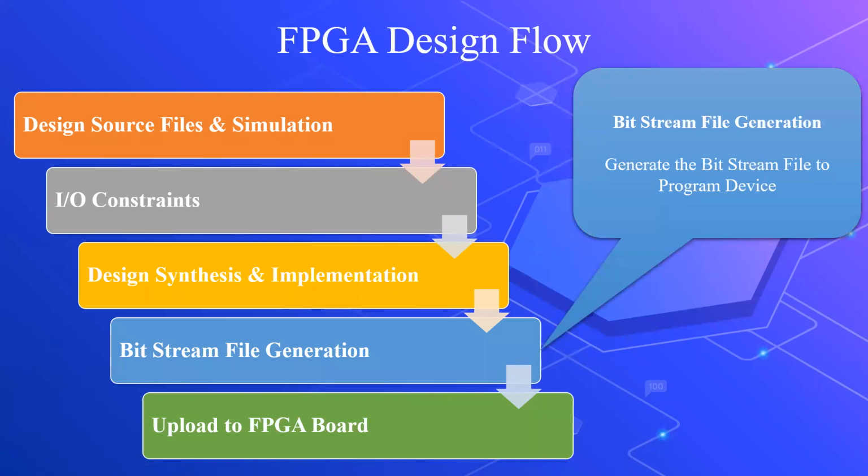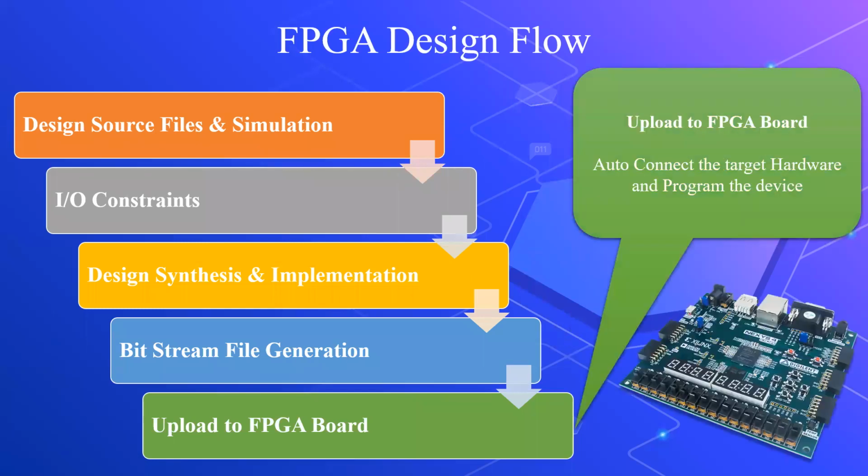This bit stream file is used to dump or upload into the target hardware device, that is the Nexys 4 device. So once this bit stream file is generated, now your program is ready to upload into the next step, that is the FPGA board. This is the FPGA board we are using, that is the Nexys 4 DDR board. We can dump or upload our code into this hardware. Let us see all these steps one by one easily, right?